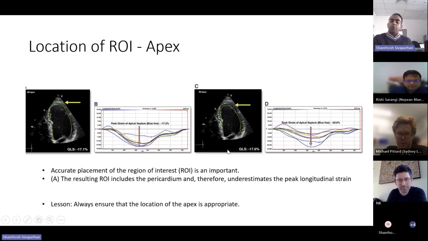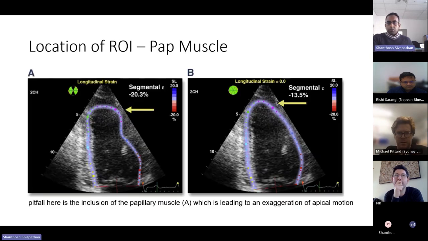So again, what I would do is go back, remeasure it, and make sure I get a better region of interest, making sure that you don't include the pericardium, because otherwise you're going to get an incorrect strain assessment. It's also important that we don't include the papillary muscle, because if you include it, it's going to give you an exaggerated strain.